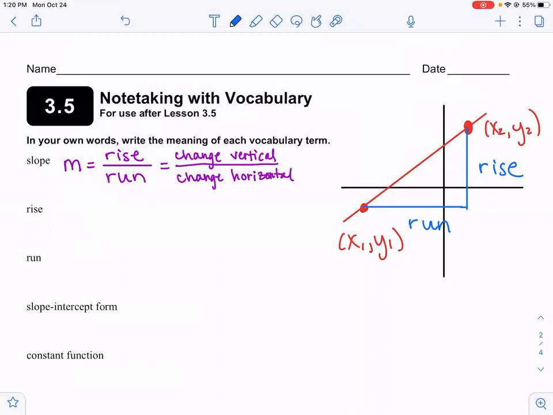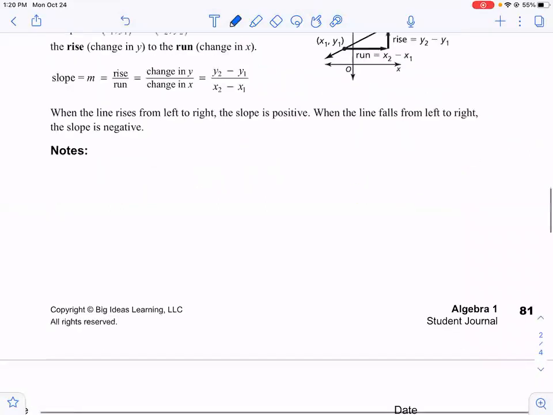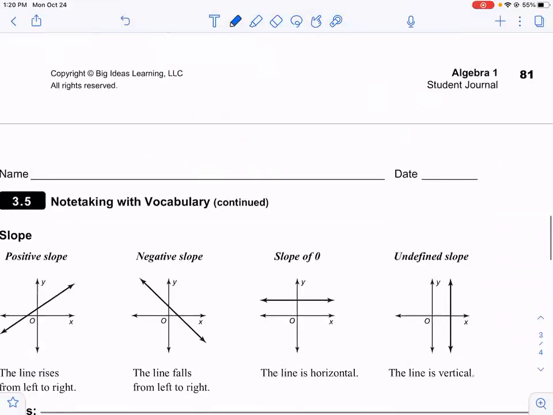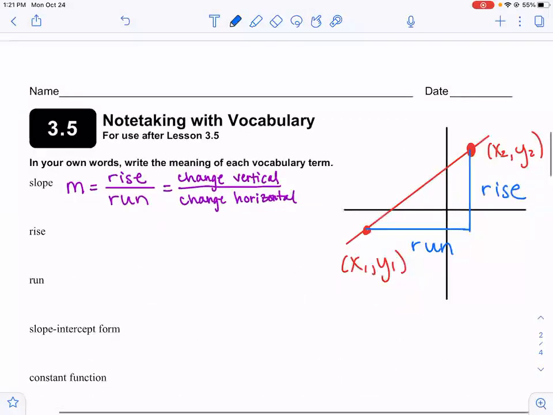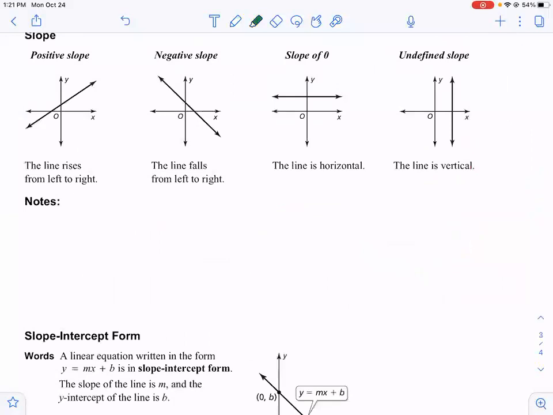Okay, so now, listen to me. Let's go to the next page real quick. You've already told me that positive slope is going to rise and negative slope is going to fall. What I want you to understand is that zero slope is horizontal and undefined slope is vertical.